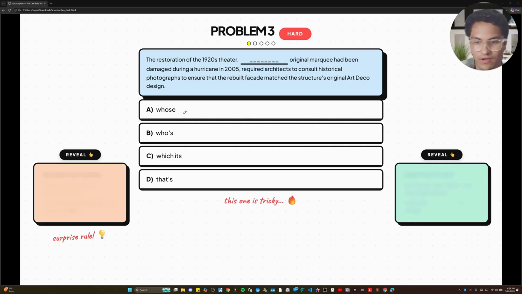It's completely throwing it all over the place. I'll try reading it through. The restoration of the 1920s theater, which its original marquee had been damaged during Hurricane 2005, it's going all over the place, so we know A is going to be the correct answer. And we're also trying to show the possession here of it being the theater.